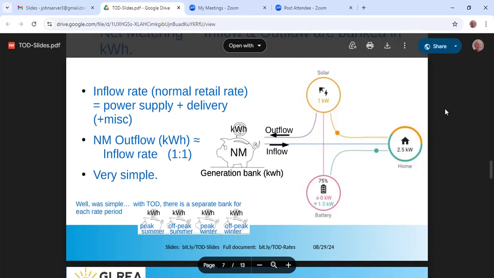The question in the chat for DTE is the excess generation bank. Yes, that's what I mean by piggy bank.